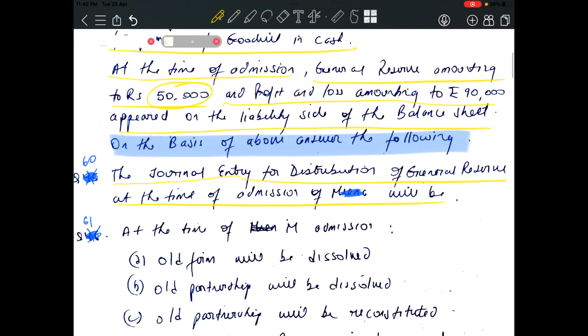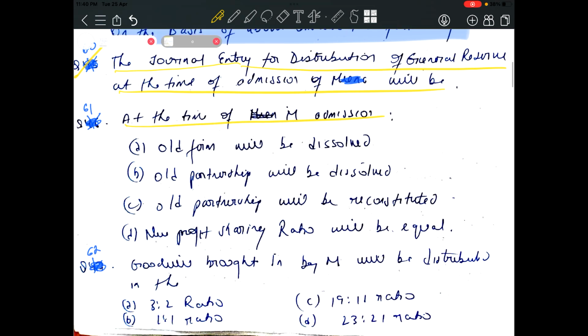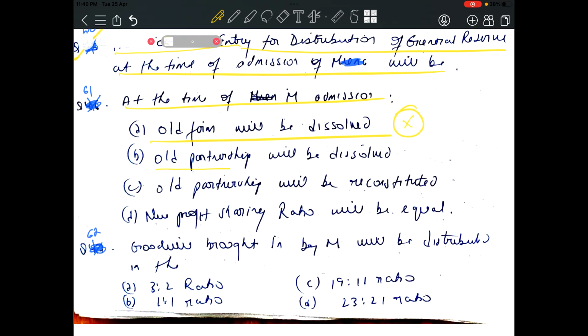Okay, now question number 61. At the time of M's admission, okay, what will happen? Let's see. Okay, old firm will be dissolved, right? When a new partner is admitted, will the old firm dissolve? No, right? The firm will carry on, the firm will continue, a new partner will be admitted, right? So the firm will not be dissolved. Old partnership will be dissolved.